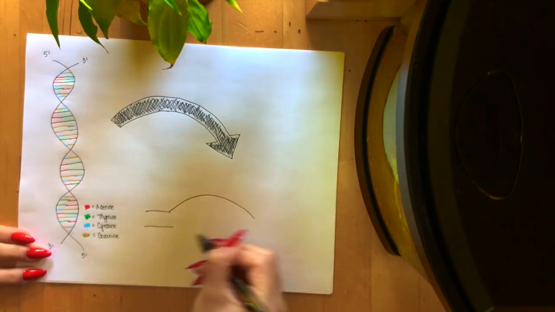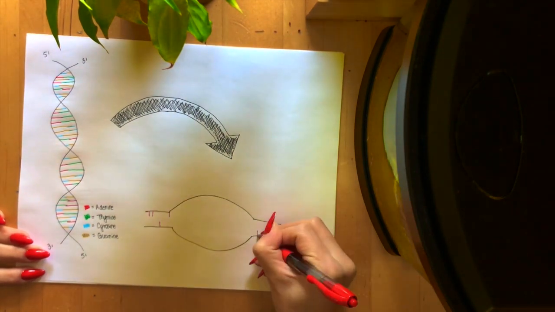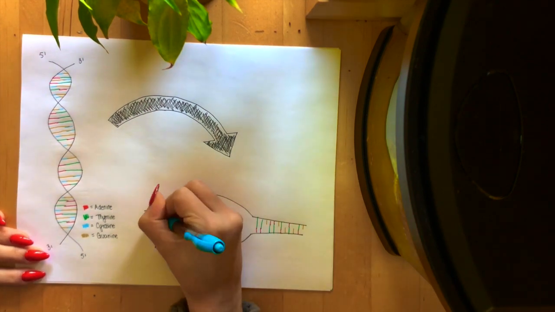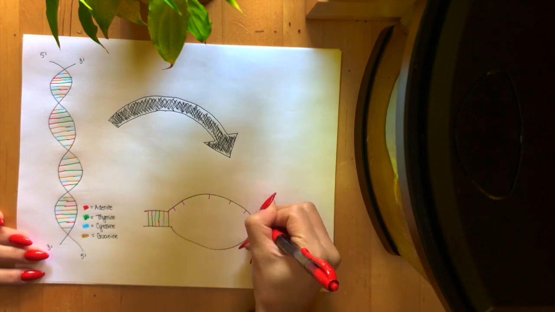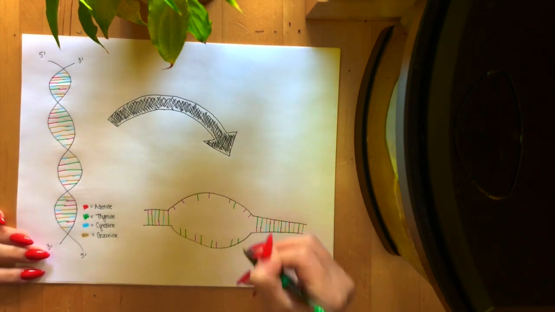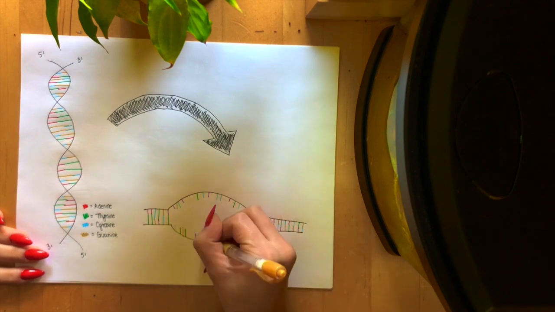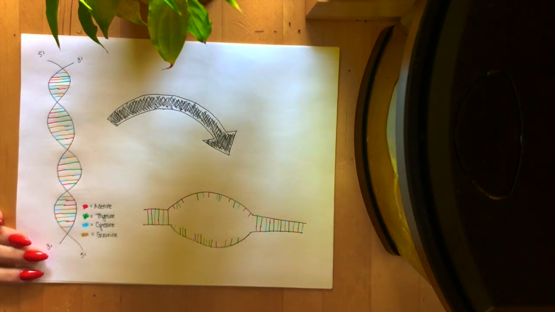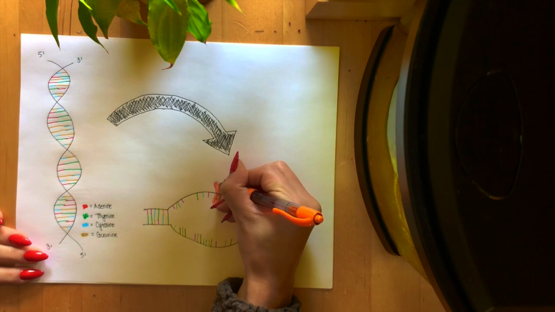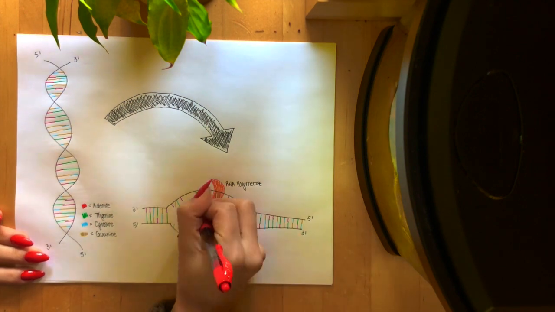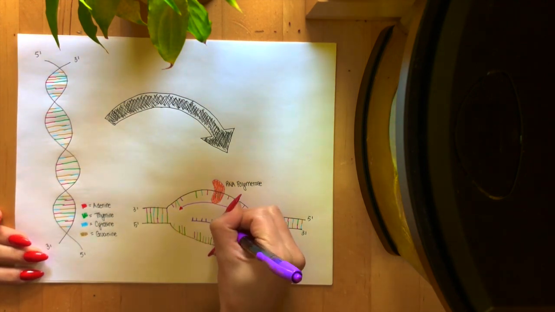When DNA is transcribed into RNA, the enzyme helicase has to unwind the DNA, forming a replication bubble. After this, RNA polymerase is used to copy the DNA into mRNA, moving from the 5' end to the 3' end. The end result of this is a molecule of mRNA.